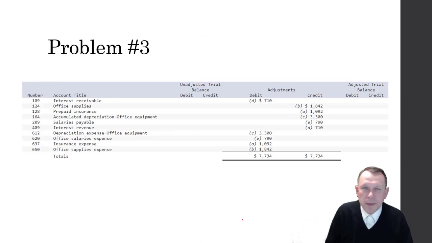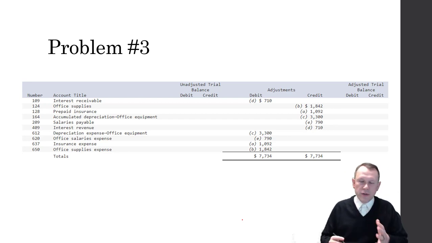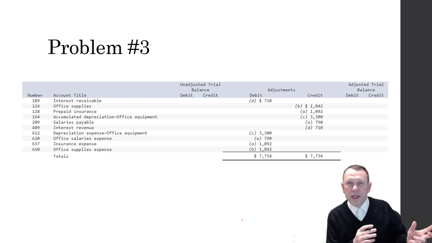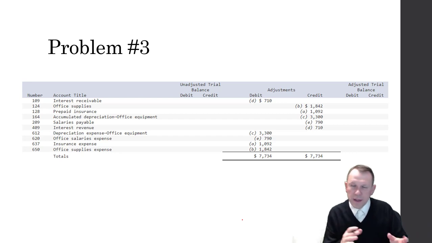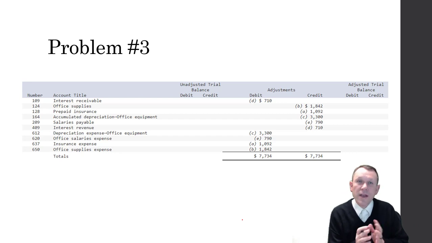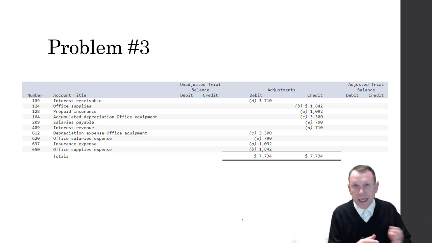Okay, so now problem number three. The way this is going, now we're going to back up a little bit on our worksheet, right? With the last two, we've been working on how we find the financial statement columns and work with those in our worksheet. Of course, our financial statements come from our adjusted trial balance, but what if in our worksheet, we're starting from the very beginning with unadjusted balances, and we need to make adjustments.